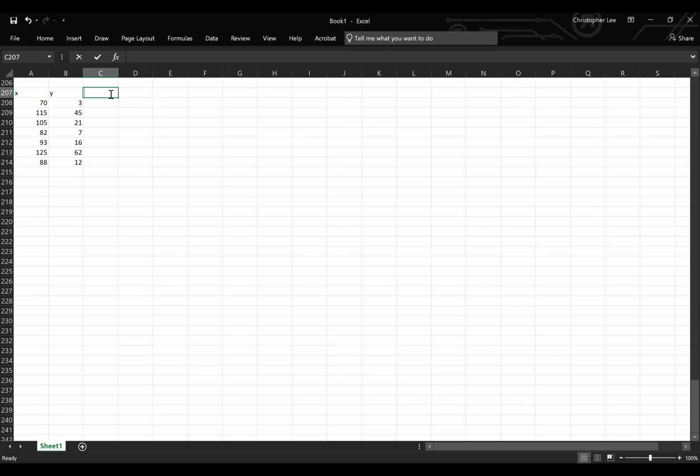My next column is going to be called x squared. So what does that mean? That means that I'm gonna square the x values. Like 70 to the second power, 70 times 70, for all the x's. I just squared the 70. So 70 times 70 is 4,900.